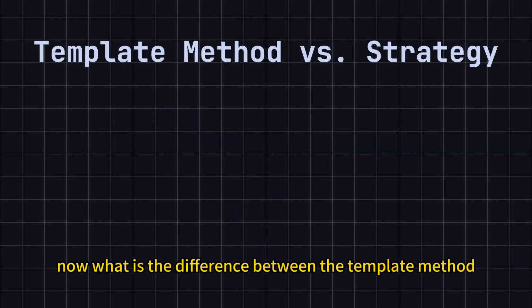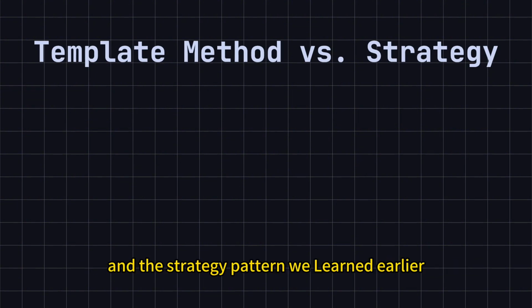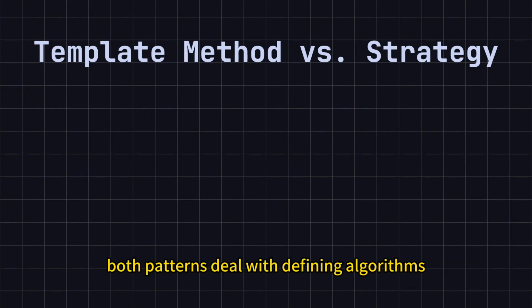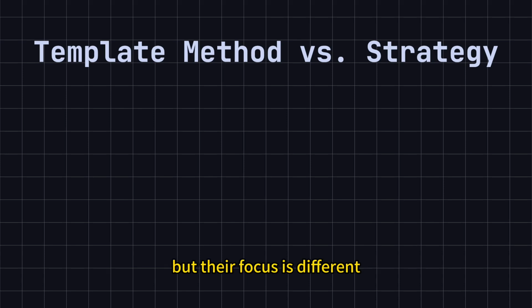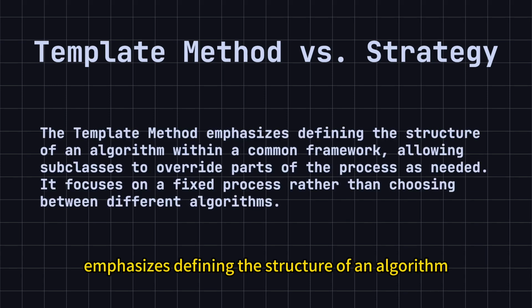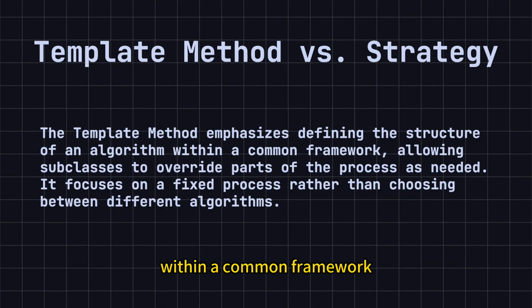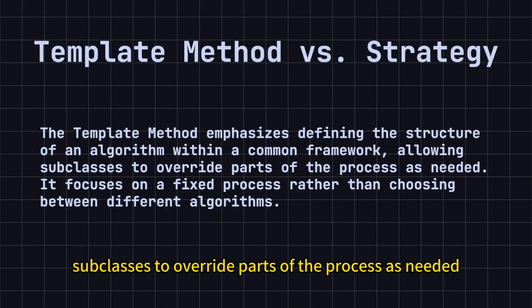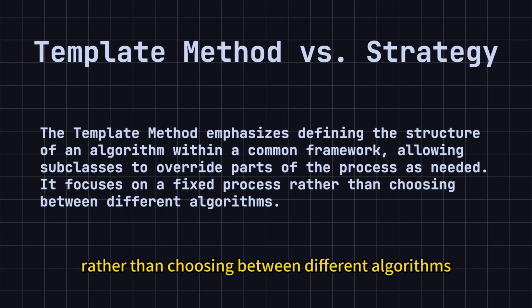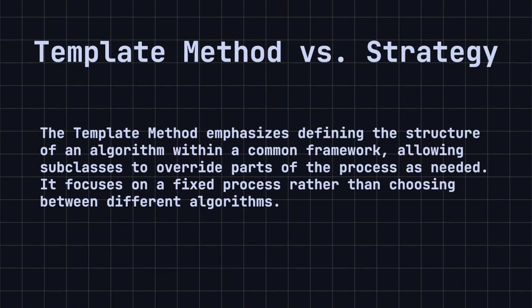Now, what is the difference between the template method and the strategy pattern we learned earlier? Both patterns deal with defining algorithms, but their focus is different. The template method emphasizes defining the structure of an algorithm within a common framework, allowing subclasses to override parts of the process as needed. It focuses on a fixed process rather than choosing between different algorithms.